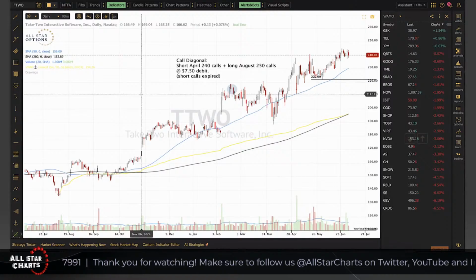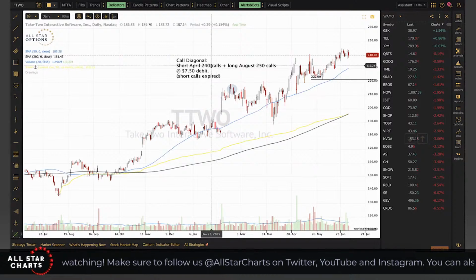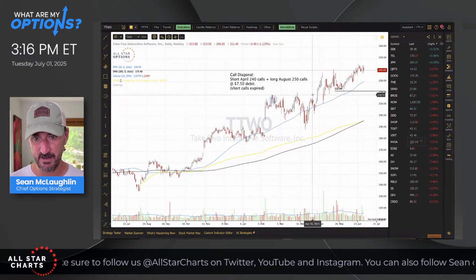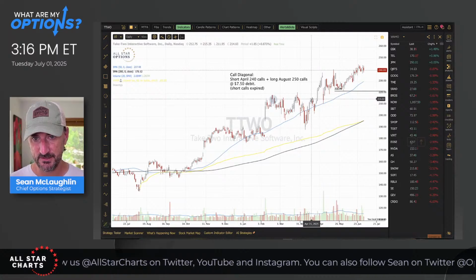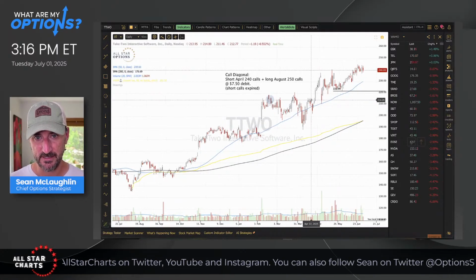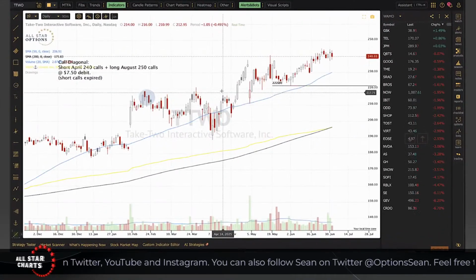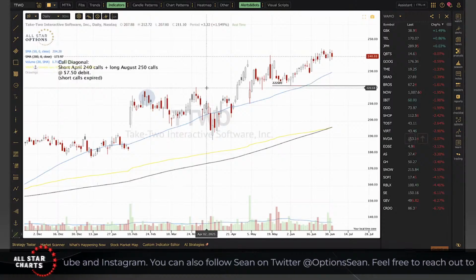My goal, as with a regular call calendar spread, was that I wanted the April calls I was short to expire away worthless. And they did. Here's April expiration day, right about here, April 15th, I think was the date. As you can see, the stock was at 215. We can zoom in here a little bit if we need to. Right here, the stock was around 215. The highest it got was 221. My April 240 calls never got in the money.